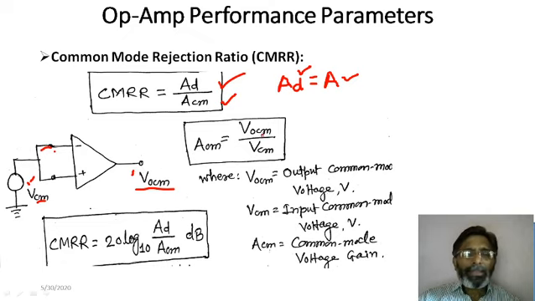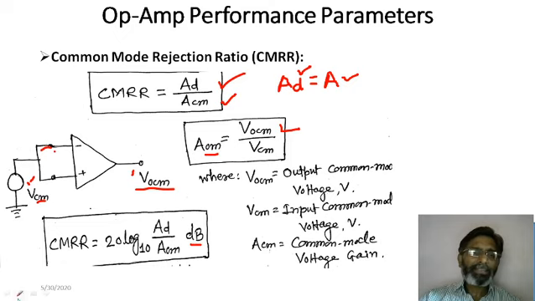So by taking this output, you can find out the common mode gain of the op-amp. So ACM is equal to VOCM divided by VCM. Once you get this common mode gain, and you know the difference mode gain, you can find out CMRR. Now this CMRR is normally represented in decibels because its value is too high, and the formula is CMRR is equal to 20 log to the base 10 of AD by ACM, and the unit is dB.